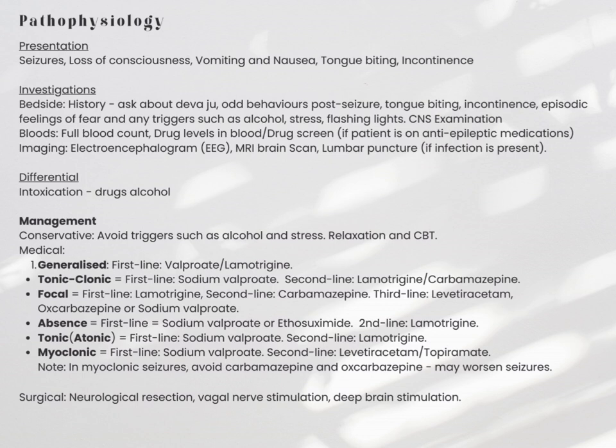The diagram and words written on the bottom summarize the first line, second line, and third line for each of the different types of epilepsy. And in terms of surgical options, if the patient has severe epilepsy, we can do things like a neurological resection, vagal nerve stimulation, and deep brain stimulation.